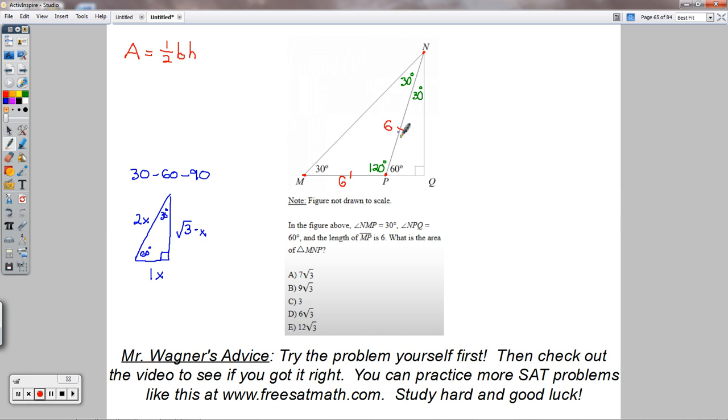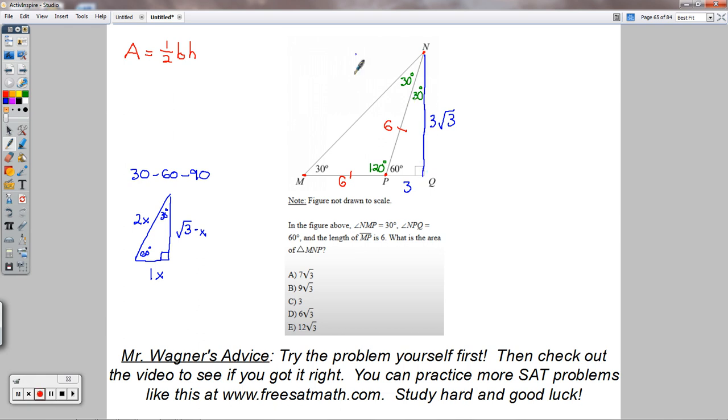Then because of that, I know that the hypotenuse is twice as long as this part right here, this short leg. So from 6, I can determine that this is 3. And then I can determine that the long leg is the radical 3, or the square root of 3, times bigger than that value right there. So this part right here, NQ, which is the part I really wanted to know, NQ is 3 rad 3.